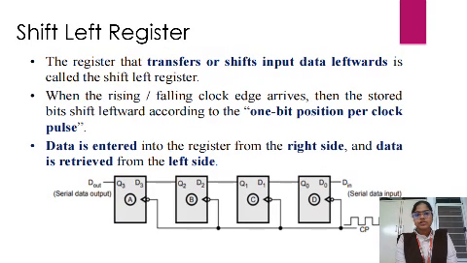Shift left register. The register that transfers or shifts input data leftwards is called the shift left register. When the rising or falling clock edge arrives, the stored bits shift leftwards, by 1 bit position per clock pulse. Data is entered into the register from the right side and data is retrieved from the left side.